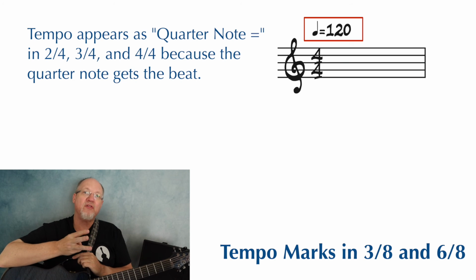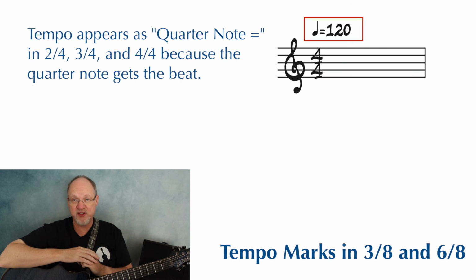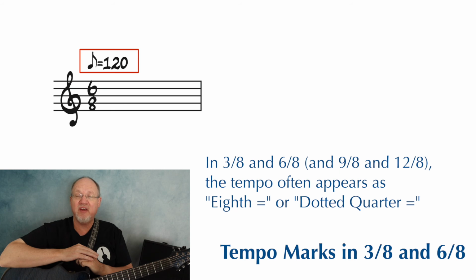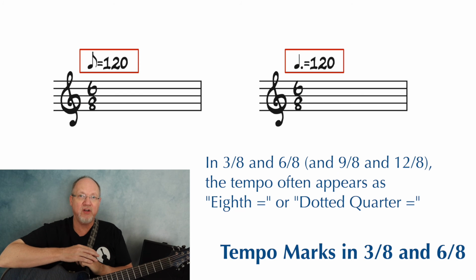In 2/4, 3/4, and 4/4 time signatures, the tempo marking usually appears as quarter note equals something. In 3/8 and 6/8, and also 9/8 and 12/8 time, the tempo marking could appear as eighth note equals something or dotted quarter equals something.